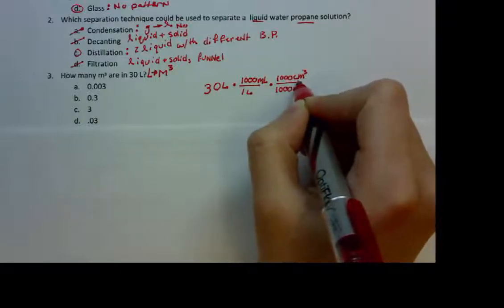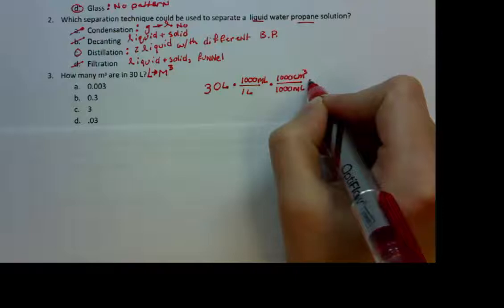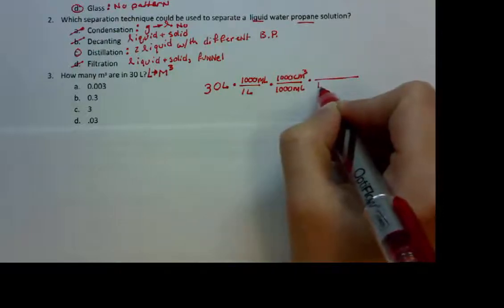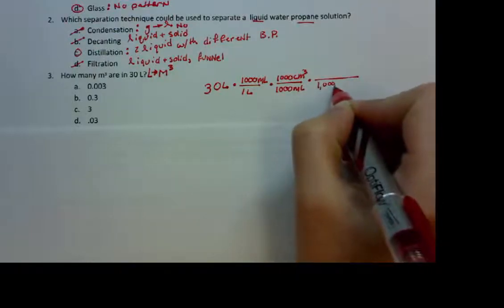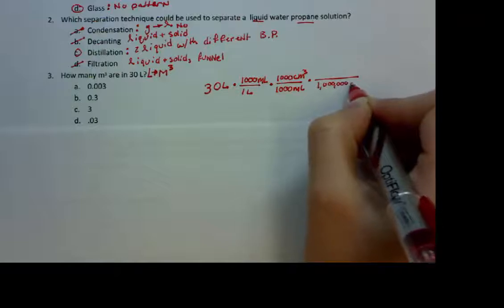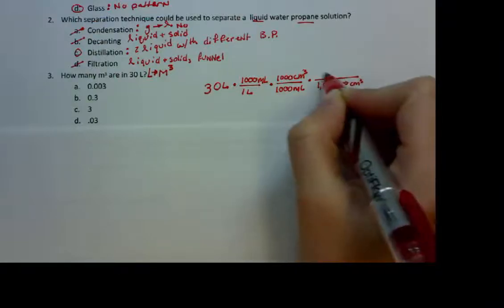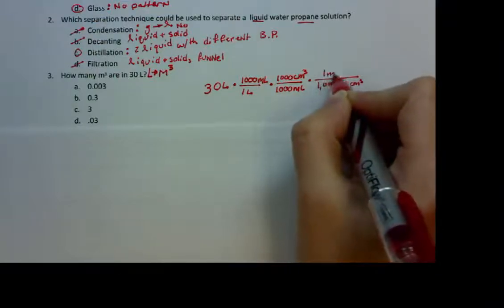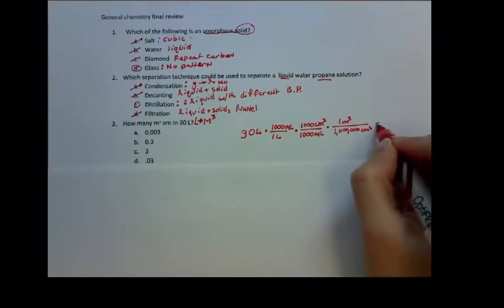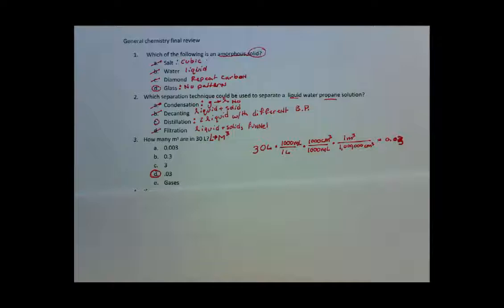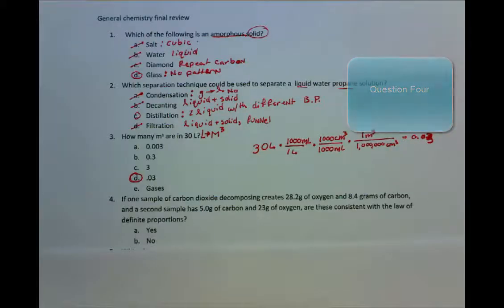Next, we convert to meters cubed. For every 1,000,000 centimeters cubed, we have 1 meter cubed. This is equal to 0.03. The only answer to match this is D, which is the correct answer. And now we move on to question 4.